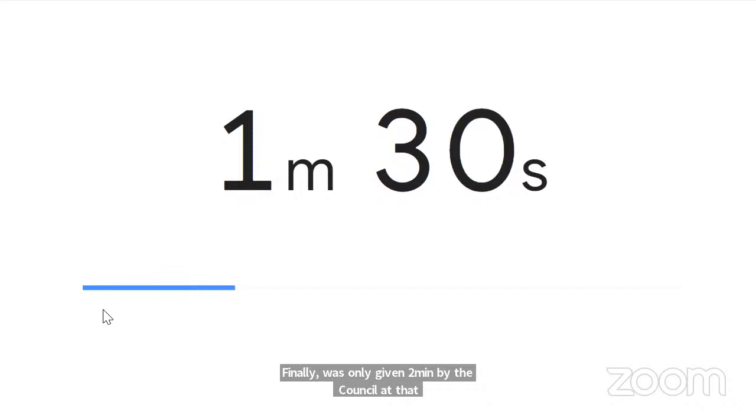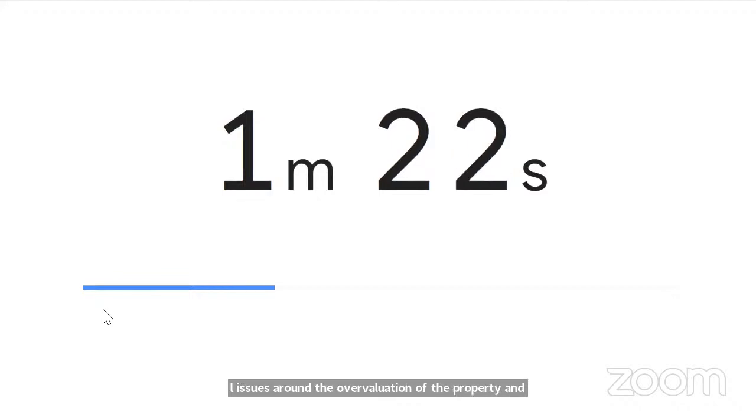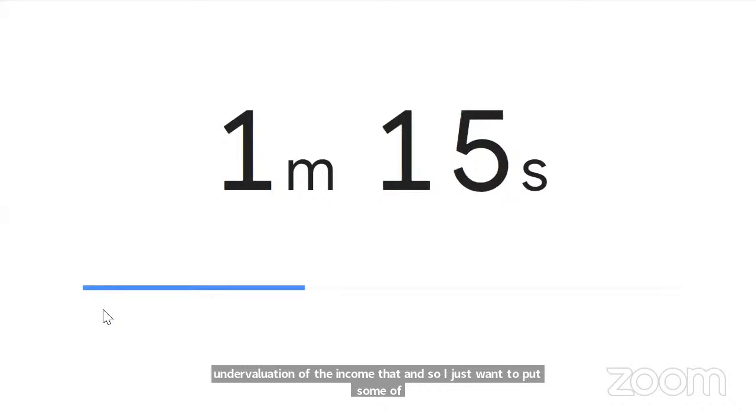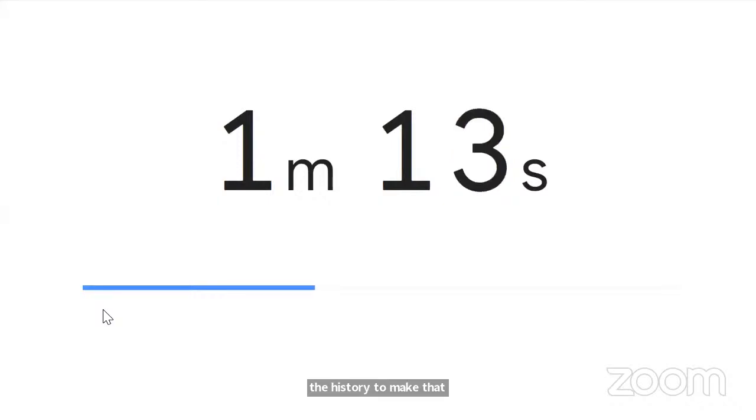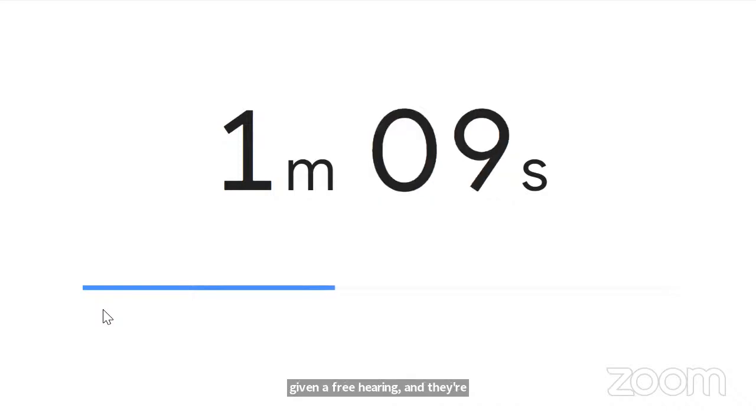And these were such critical issues around the overvaluation of the property and the undervaluation of the income. So I just want to put some of the history to make that accurate, that those were not given a fair hearing, and they're finally being heard after all this time. So thank you very much.